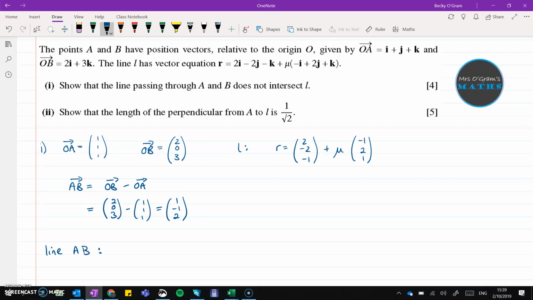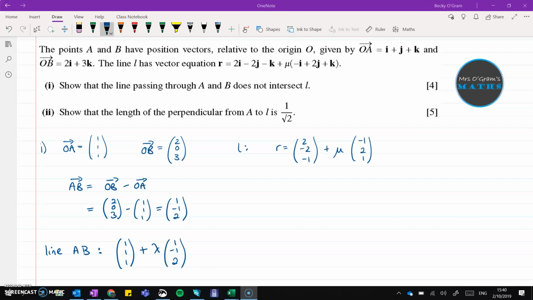So the line through AB can be written as a starting point, so we'll just use A, we could have used B as well, and then go in the direction of the vector AB. Now I'm not going to use mu. Mu is used for the equation for L, so we'll use lambda in this one, and it'll be lambda lots of the direction in which we're headed. So this gives us a start point from which to head a certain multiple in that direction.